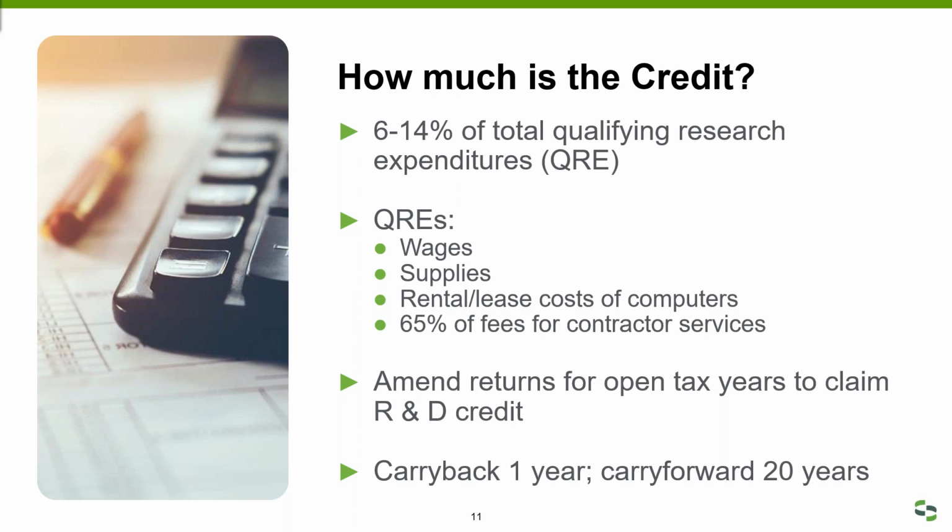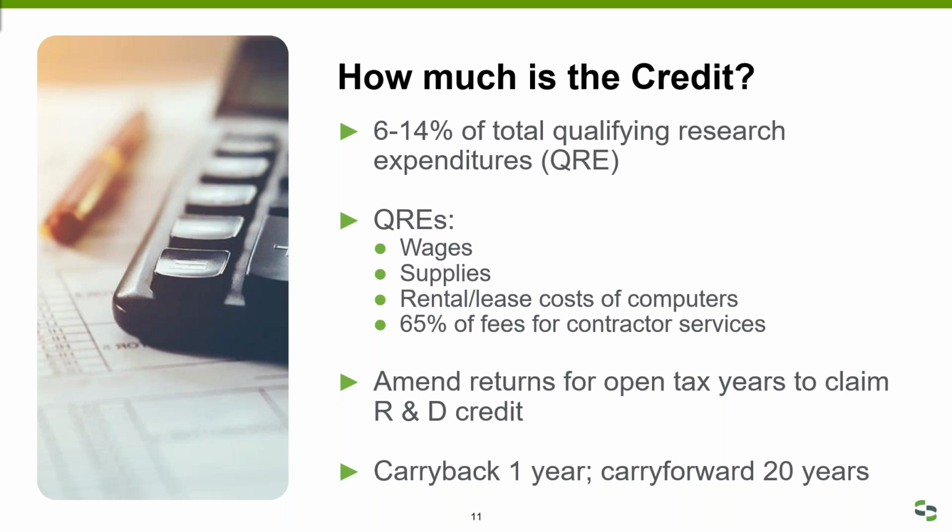But again, those QREs are wages, supplies, often what are referred to as rental or lease cost of computers, a lot of development being done in the cloud. So any type of web service is deemed to be a supply. And then ultimately, as you outsource contractor services, so 1099 type people, or if you outsource an element of the development, that will qualify as well.